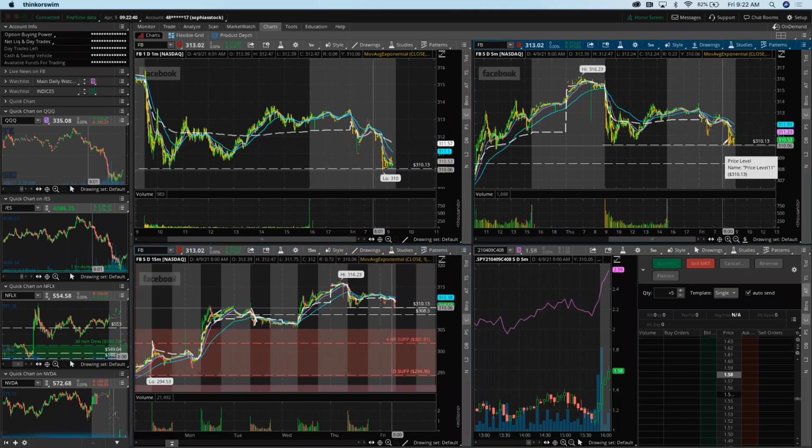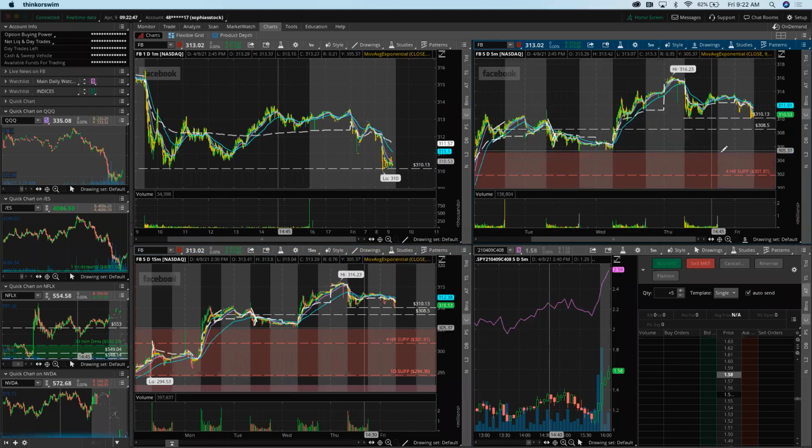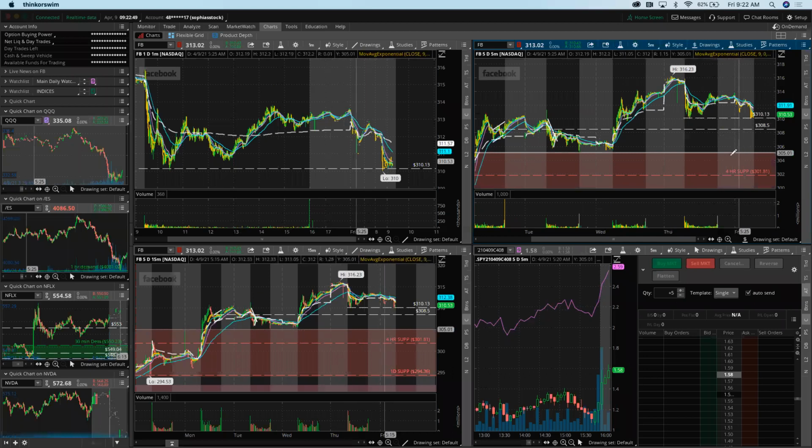Okay, Facebook puts, guys. There's a new supply that formed here, or if you really want to be patient, there's a demand zone right around here, right around 305. That's where we bounced off of. So if you want to see a bounce off of here, take it to the long side, you can do that as well.